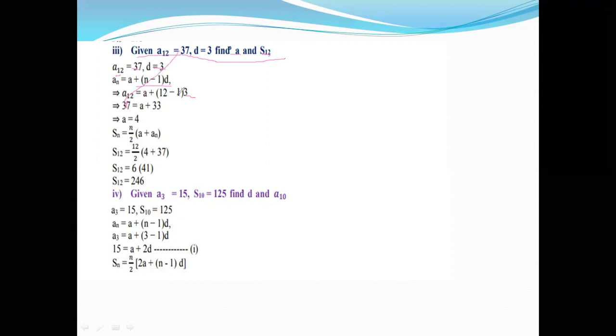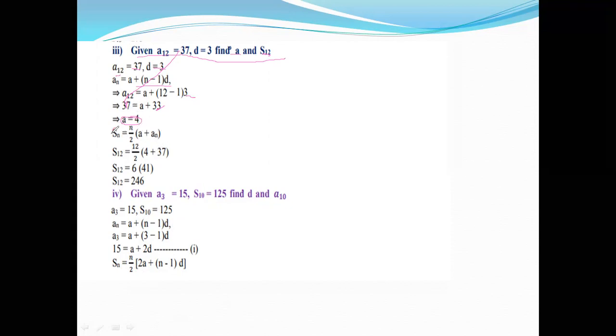37 is equal to a plus, 12 minus 1 means 11. 11 into 3 will become 33. If you send this 33 to that side, it will become minus 33. It means 37 minus 33 will become 4. a is equal to 4 is the answer. Now, Sn is equal to n by 2 into a plus an.